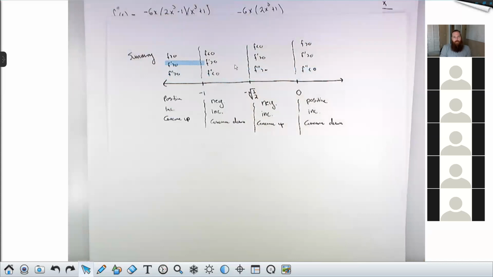F primed is always positive, so I don't have any mins or maxes. I never go from being increasing to decreasing. I'm always either increasing or having a brief horizontal tangent. And f itself changes sign twice. F is positive to the left of -1, negative between -1 and 0, and then positive to the right of 0.